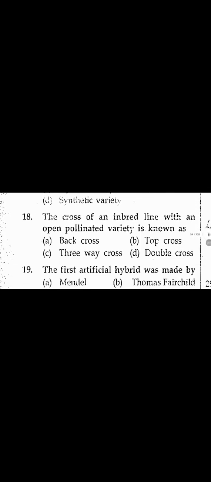Cytoplasmic male sterility is best suited for hybrid seed production in option third, vegetatively propagated crops. Question number 16. The multiple effects of a single gene is known as pleiotropy. Question number 17. An example of a heterozygous but homozygous population is option C, hybrid variety. Question number 18. The cross of an inbred line with an open pollinated variety is known as a top cross. Question number 19. The artificial hybrid was made by Thomas Fairchild.